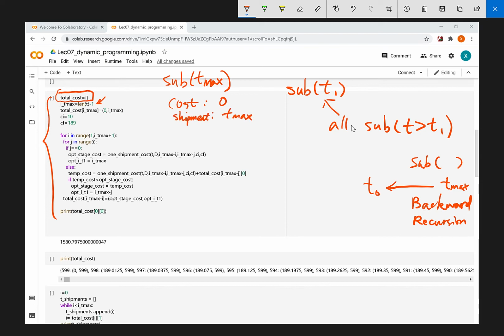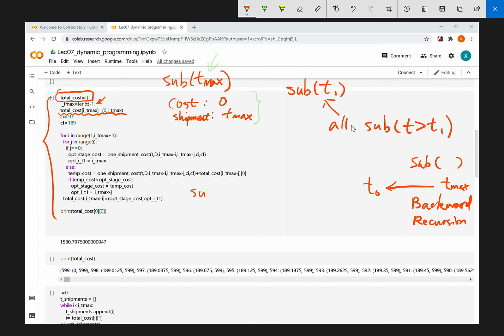To store this value, we just create a key that indicates that when we want to calculate the subproblem tmax, we need to know its value for cost and then the time for shipment. So we store this into this dictionary. And then let's see how we should achieve the backward recursion.